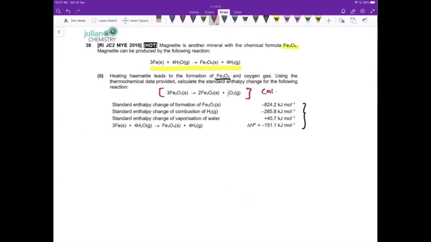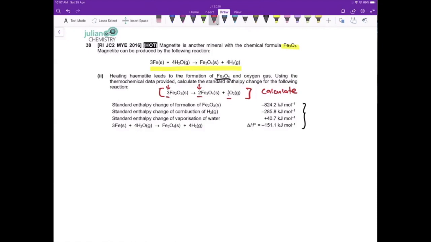So this is what you want to calculate. Take note of the mole ratio, okay? Because whatever you want to calculate must have 3 moles of Fe2O3 to 2 Fe3O4 solid plus a half oxygen gas. This is what you want to calculate, so make sure the mole ratio is well represented in the equation that you want to start with.